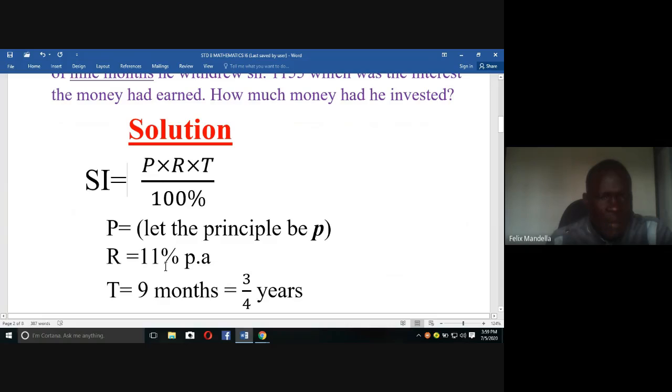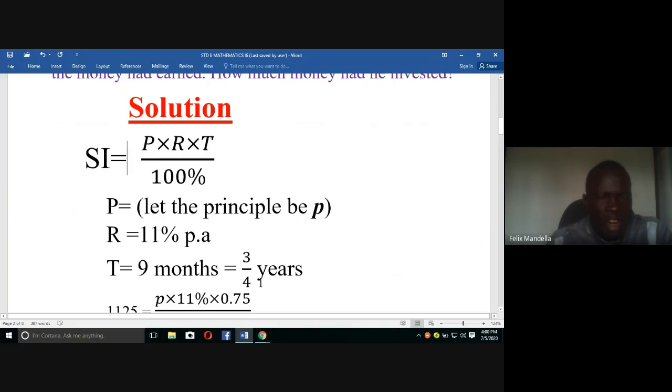Remember the rate is per annum, annum meaning per year. So if the rate is per annum, make sure that even time is in years. So 9 months is the same as 3 over 4 years. How do we get 3 over 4? When you change months into years, you divide them by 12. So 9 over 12, you simplify, you get 3 over 4. So our time is 3 over 4 years. Remember, 3 over 4 is the same as 0.75 as a decimal.